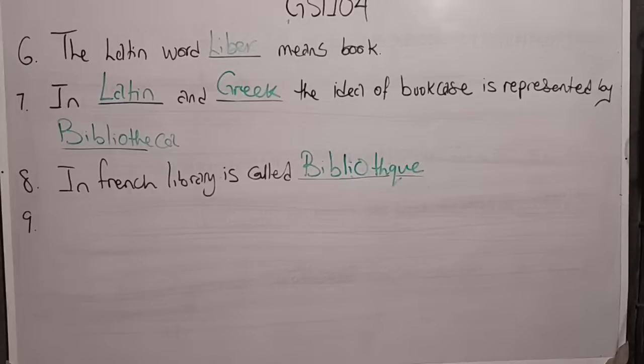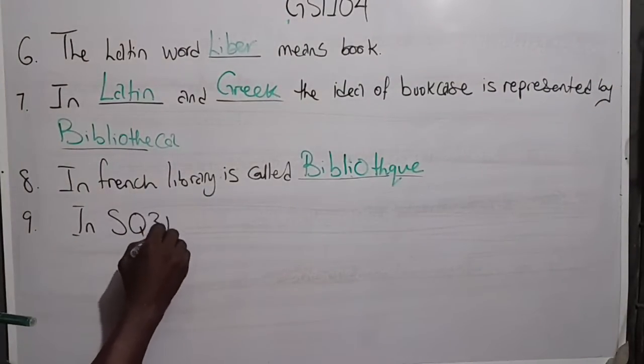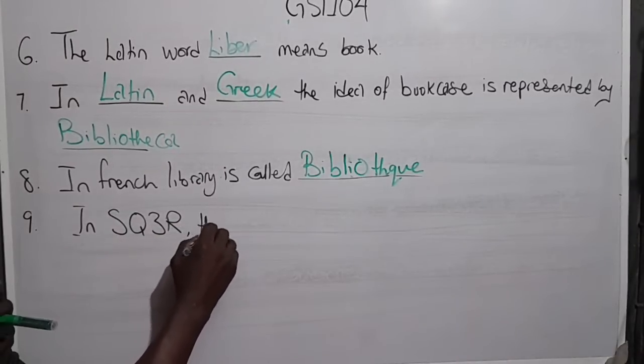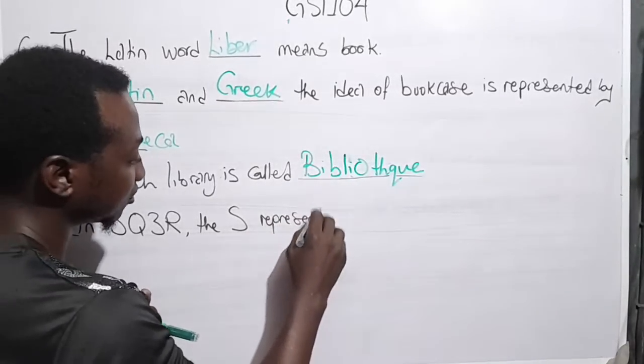Now it says here, SQ3R. This is one question that used to come out a lot. SQ3R means there's an S, there's a Q, and there are 3 different R's. In SQ3R, the S represents dash.